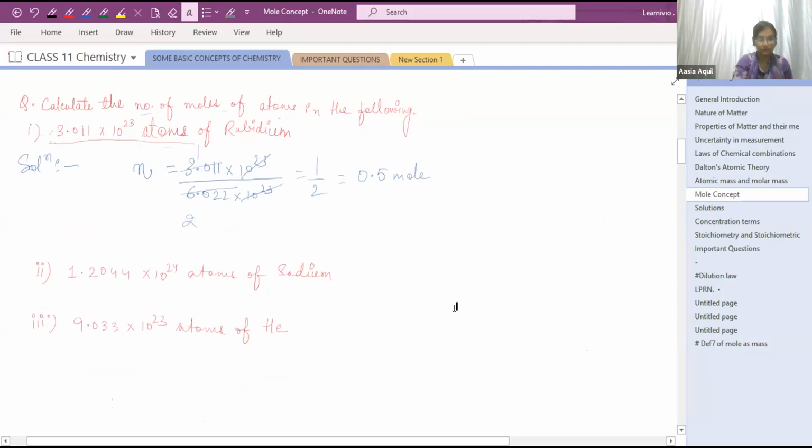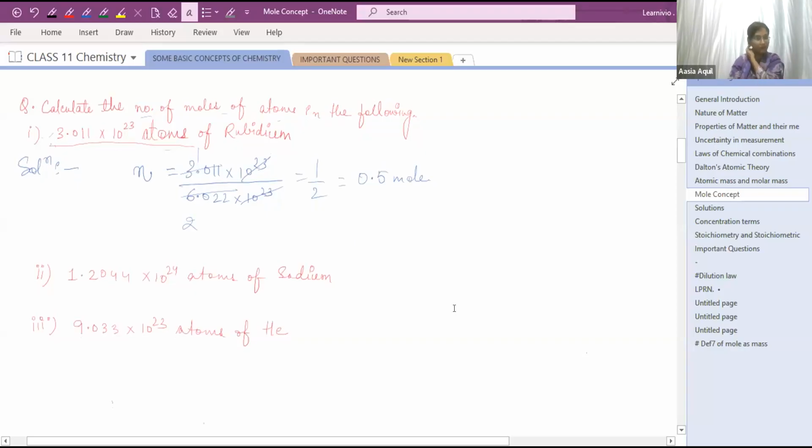I will say 1.2044 into 10 raised to the power 24 by Na. It's simply, see, make the exponential power the same, it will be quite easy for you. Right? It is 10 to the power 24, and you have to make it 10 to the power 23, so that it will cancel out.